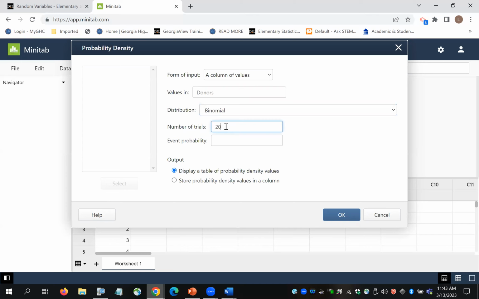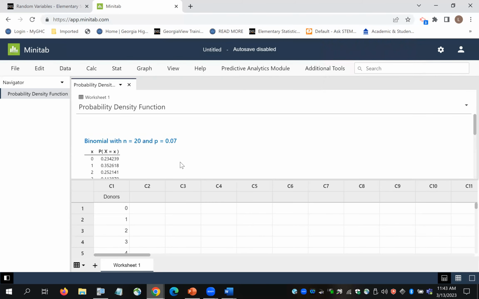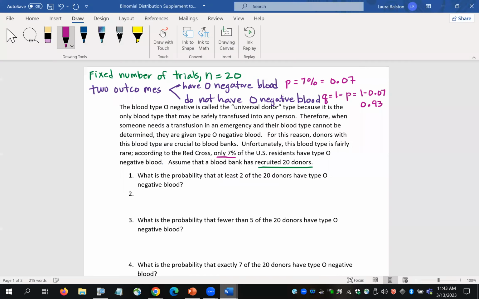We have 20 trials. The probability they have O negative is 7%, 0.07. And I click OK. And then I'm going to copy the table over to my page.